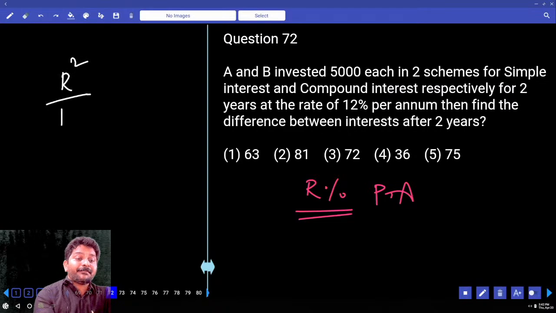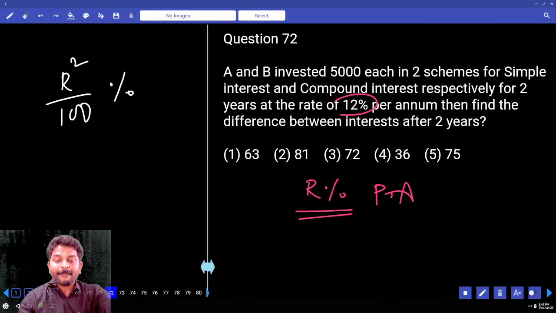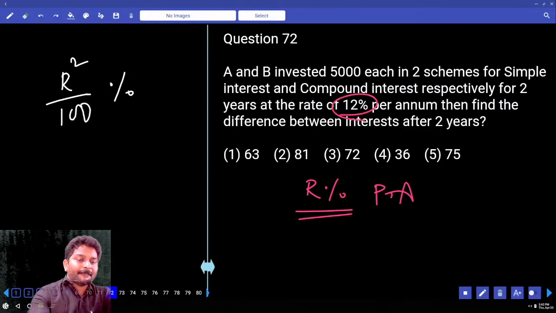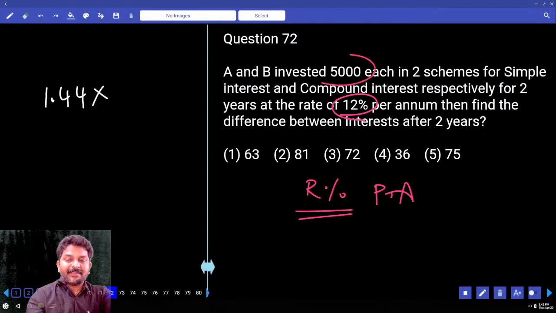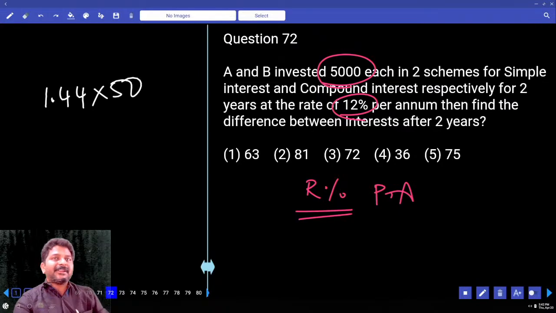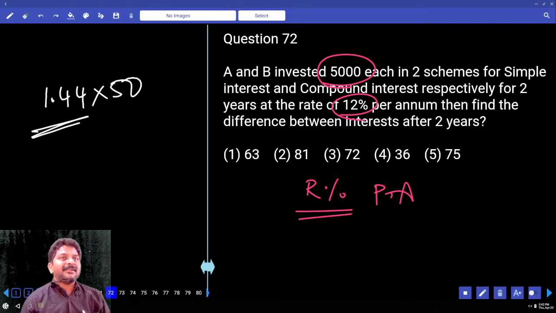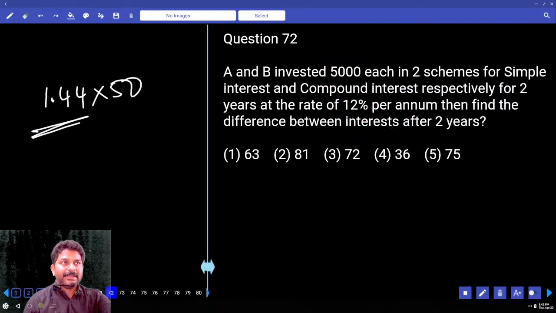R square by 100%. Yes? What is the R value here? 12. 12 square by 100 in the sense 1.44 only. What is 1% of the value? 50, not 5. 1% is 50. 1.44 times 50 is 100 times and half of that number. 100 times of this number is 144. Half of that number, 72. Followed? Yes.